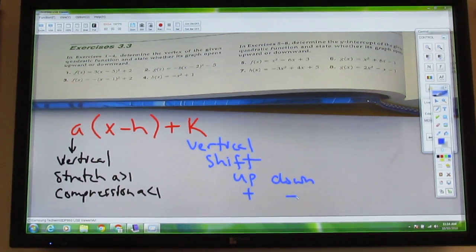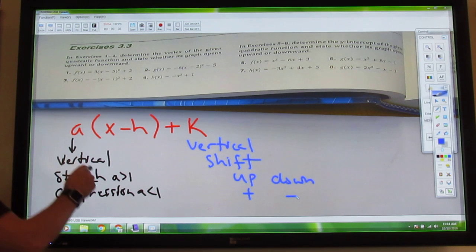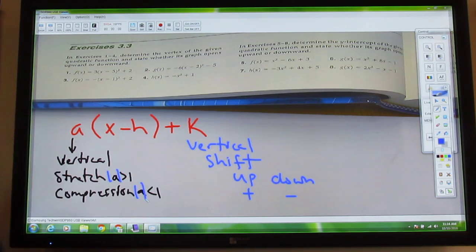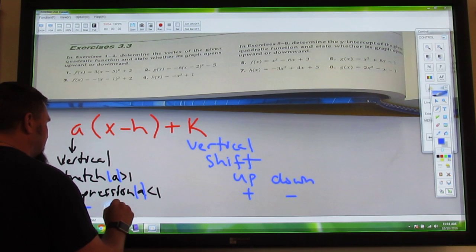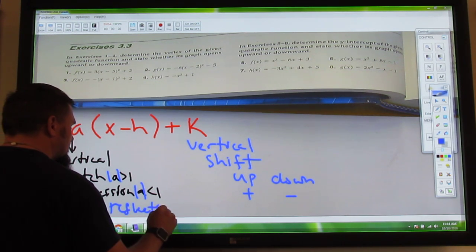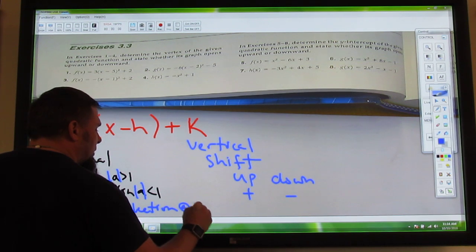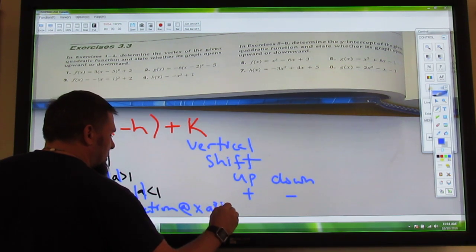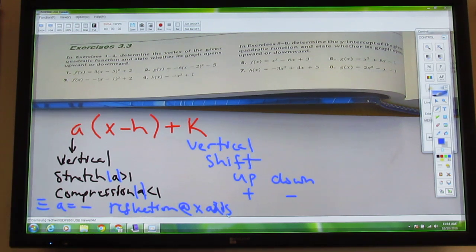Remember that? The one thing we didn't push really hard last year was that this is the absolute value of a, being greater than 1 or less than 1. And if a is negative, then you had a reflection at the x-axis. So you had a reflection at the x-axis if it were negative.